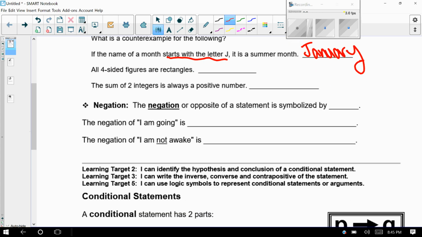You guys do that same thing for the next two examples. Give me a counterexample for these two.